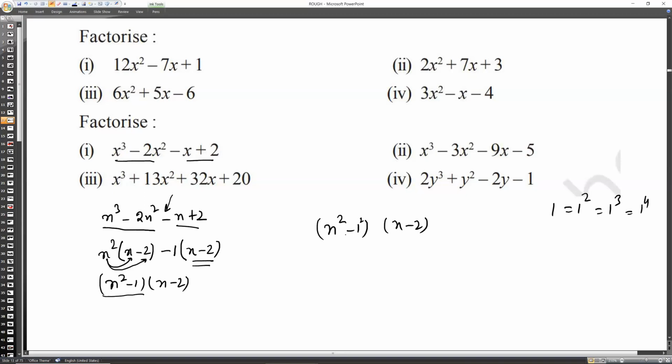Now you know that this is a square minus b square. So what can you write? x minus 1 and then x plus 1. This is the value of this bracket, and then you can write x minus 2. Got it? Yes, sir.